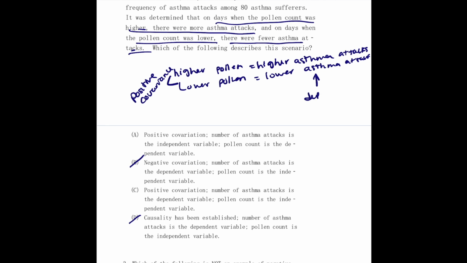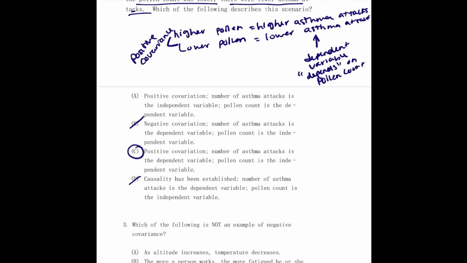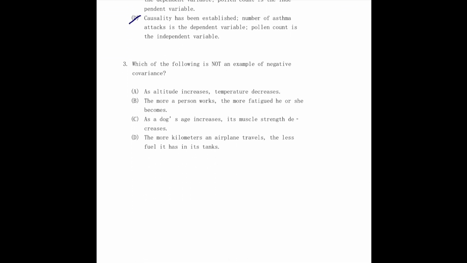So the independent variable is what changes that creates a change in the dependent variable. So the dependent variable is dependent on the independent variable. So in this case, the asthma attack is the dependent variable because it literally depends on the amount of pollen that is in the air. So the answer is C.